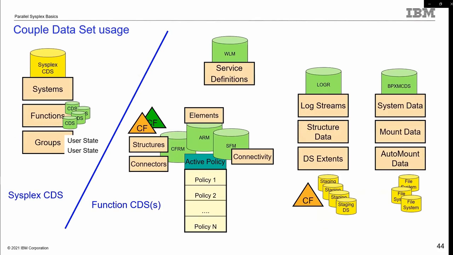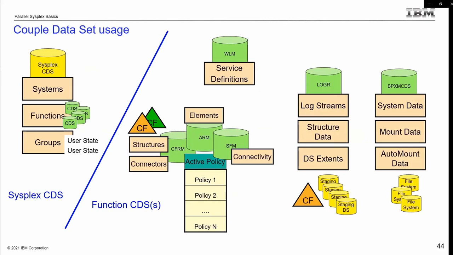But also there are other couple data sets. Sometimes we refer to them as functional or function couple data sets. If you want to ever have a parallel Sysplex, you're going to need to have something called a CFRM couple data set, which is the coupling facilities controls for your Sysplex, where all the structure and connector information is located. And in all of these that are listed here, you can have the idea of an active policy as well as other backup policies in case you need to switch to a different configuration. They're called administrative policies.